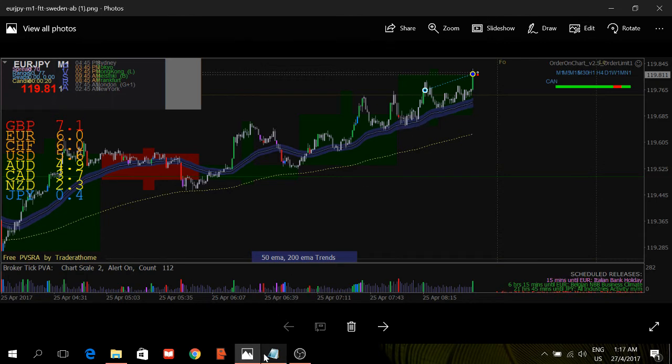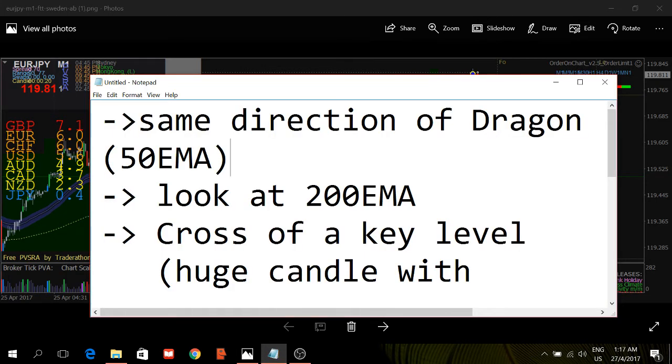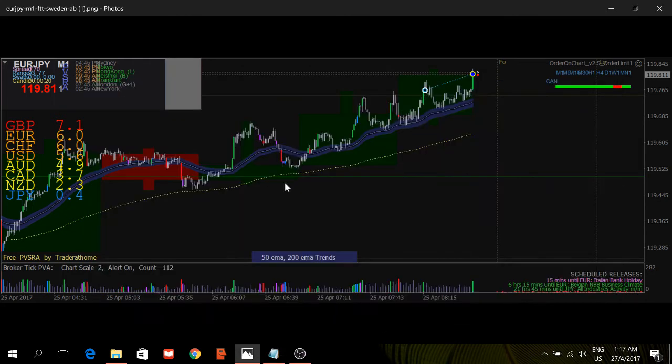So what do I look at next? I look at the 200 EMA. If you don't know, the 200 EMA is this yellow dotted line. So can you see this dotted yellow line here? This is the 200 EMA, the 200 exponential moving average.